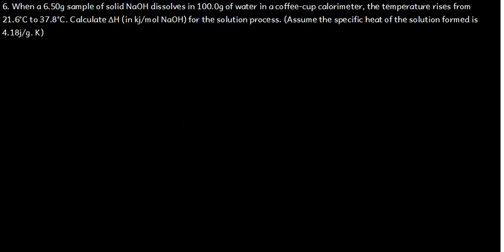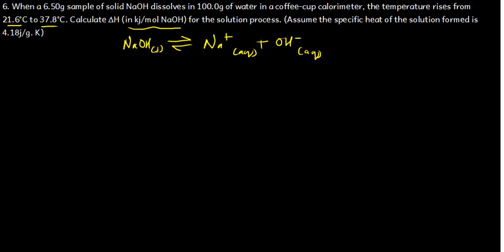Question number 6. When a 6.50 gram sample of solid sodium hydroxide dissolves in 100 grams of water, so we have got this solid sodium hydroxide, it gets to dissociate in water. It is going to form sodium plus in aqueous and also hydroxide ions in aqueous. Now this reaction is releasing some heat, and the temperature rises from this value which is here to this value there. Now I want to calculate the change in enthalpy in kilojoules per mole of sodium hydroxide for the solution process. Assuming the specific heat capacity of the solution formed is 4.18.